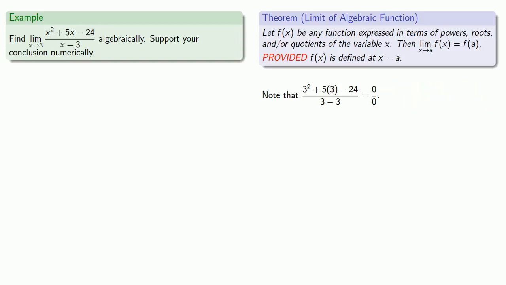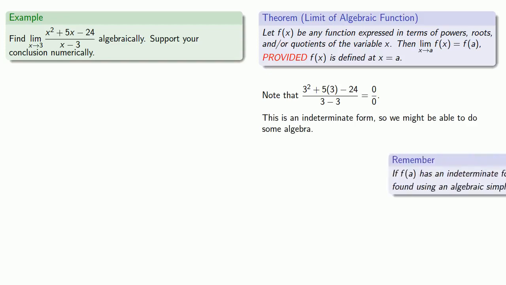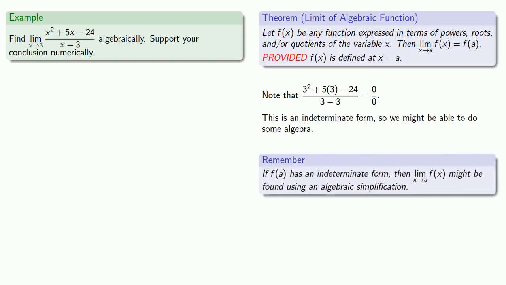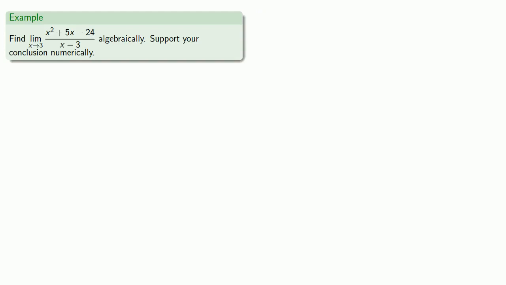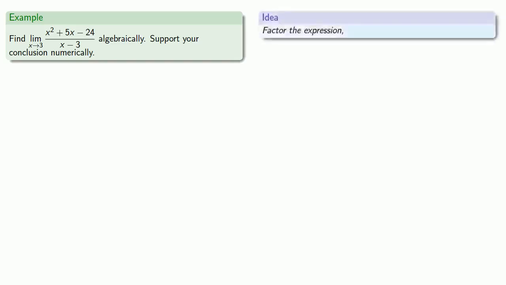However, because there's also a 0 in the numerator, this suggests a possible answer, and so we actually have an indeterminate form. And remember, if we have an indeterminate form, then our limit might be found using an algebraic simplification. So there's a few useful things we can do. One of the things we might try to do is factor the expression.